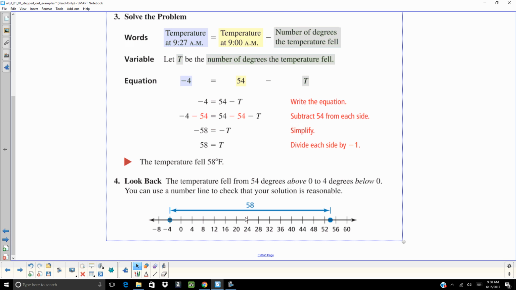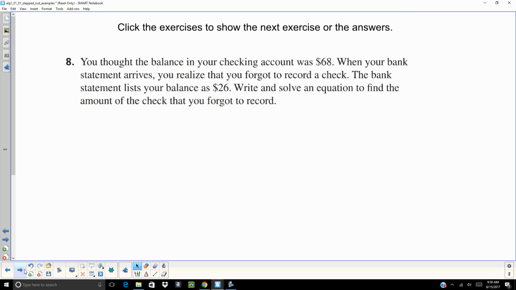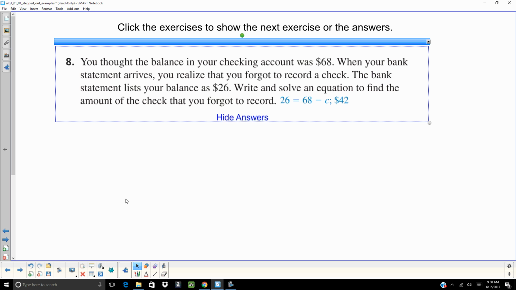A number line would have been another nice way of approaching this problem. -4 is the low temperature. 54 is the high temperature. There would be 58 spaces between the two of them. All right. Take a second and pause. Try this one on your own. The formula would have been 26 equals 68 minus C, and the answer is $42.